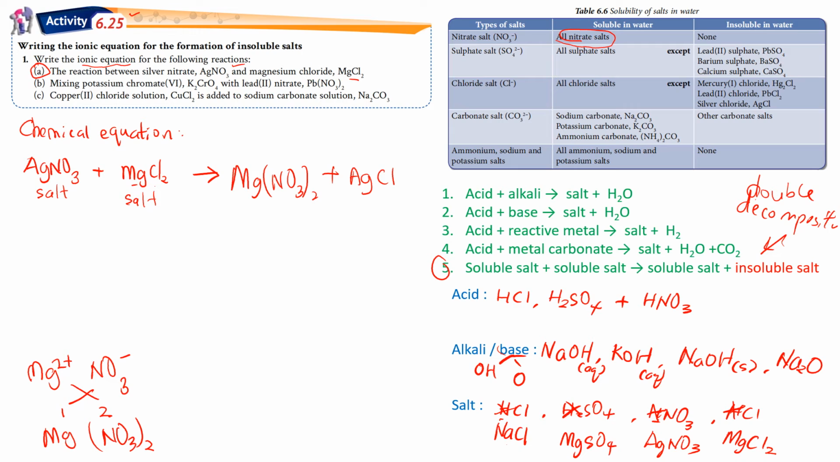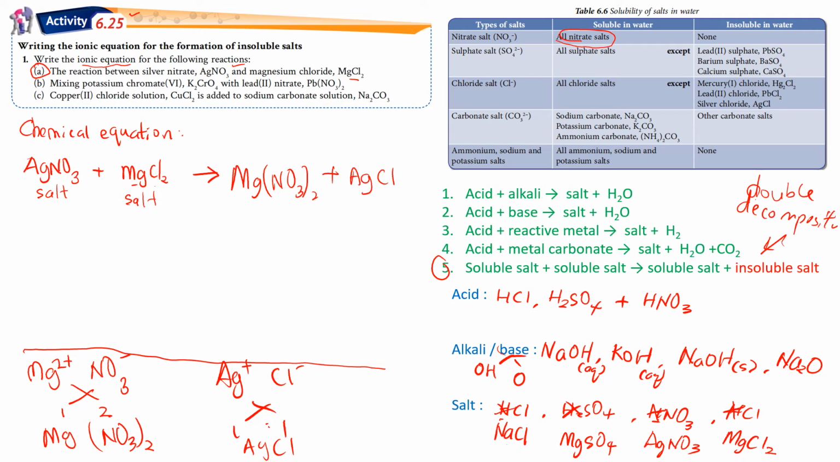And silver chloride, you check the formula. Silver is Ag+, chloride is Cl minus, so the ratio is 1 to 1, AgCl. So this formula is correct. Make sure all formulas are correct.